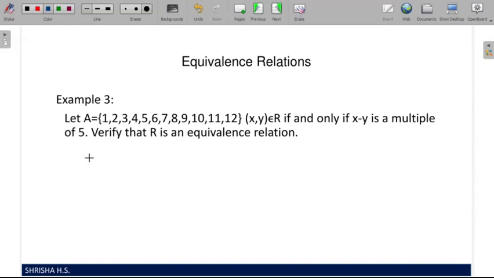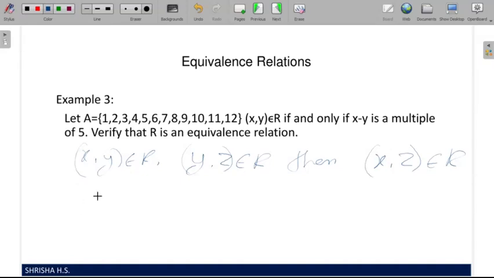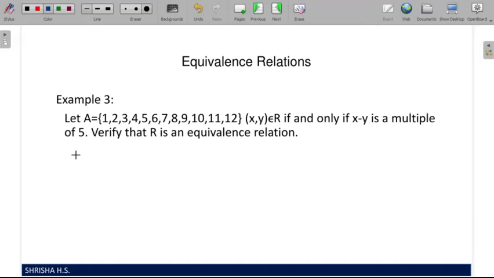For checking transitivity, we say x comma y belongs to R and y comma z belongs to R. If these two belong to R, then x comma z should belong to R. That is a transitive relation. So we take two ordered pairs, x comma y and y comma z. So x minus y equals some multiple of 5.